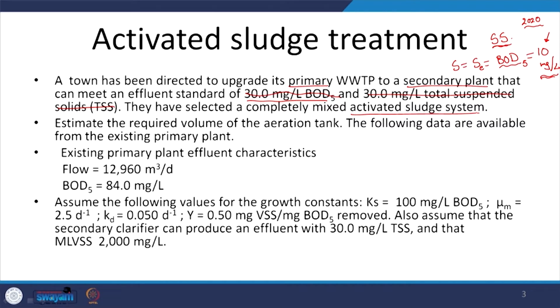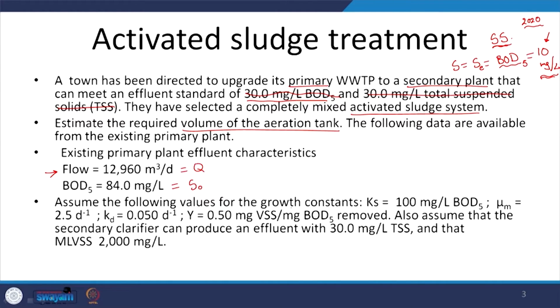And it is a completely mixed activated sludge system, fine. What do we need? Obviously, I need to know the volume of the aeration tank, and for that I have some data. From the primary plant, this is the flow rate. So, this is my Q, and this is the BOD coming into the secondary tank. So, this is my S naught, the one that is present initially.